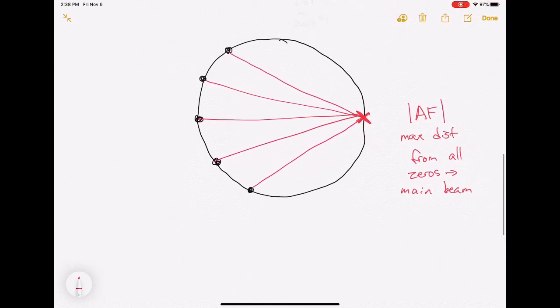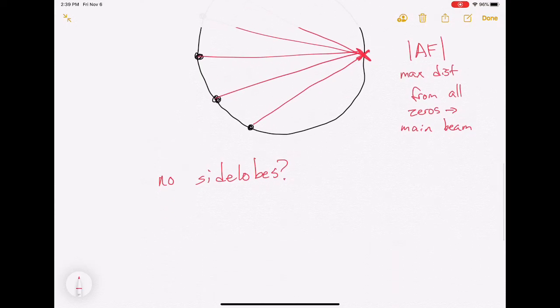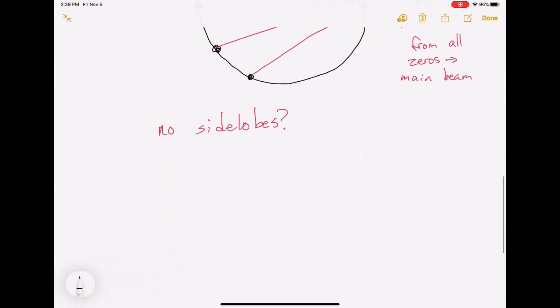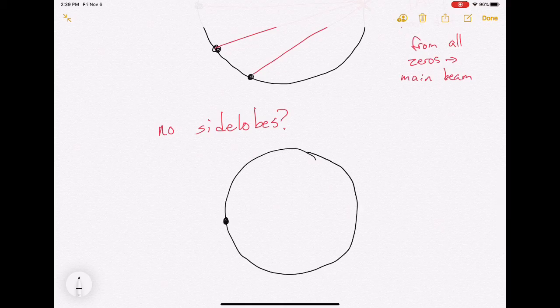And that means that you can shape the array factor by controlling the locations of the zeros. If you want no side lobes, you can do that by controlling the zero locations. You can say, well, what if I just put all of my n-1 zeros on this one point? Which would look like z minus z1 to the n-1.